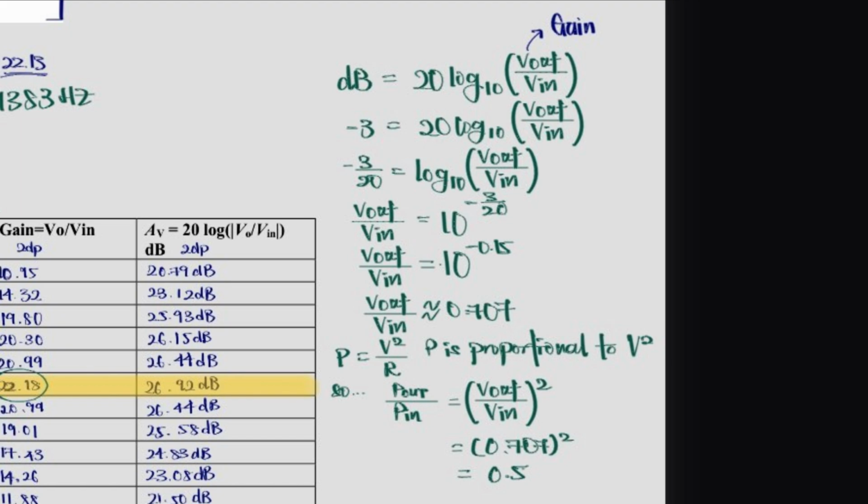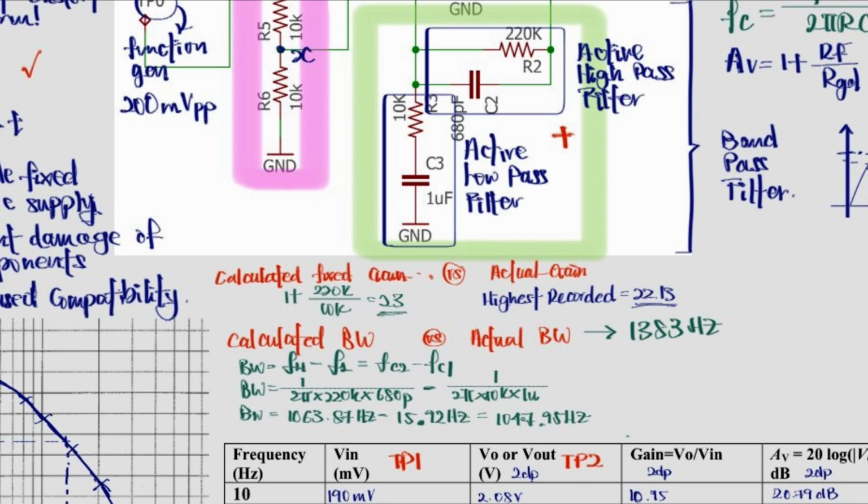As seen in this formula, the square of the voltage gain will be the power gain, 0.5 or half. Mathematically, the negative 3 decibel point is where the output voltage is about 70.7% of the input, meaning the output power is half of the input power. This is why we define the cutoff frequency at negative 3 decibels, to mark where significant attenuation begins, which is when power is halved. Now, let's compare the actual bandwidth with the calculated bandwidth.